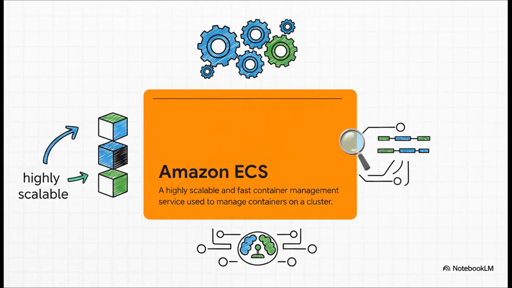So right off the bat, here's the official definition from AWS. Now, the words you really want to latch onto here are highly scalable and management service. See, ECS is all about running your containers without you having to manually figure out where they should go or what to do when they fail. It's the control plane, the brain, that does all that heavy lifting for you.